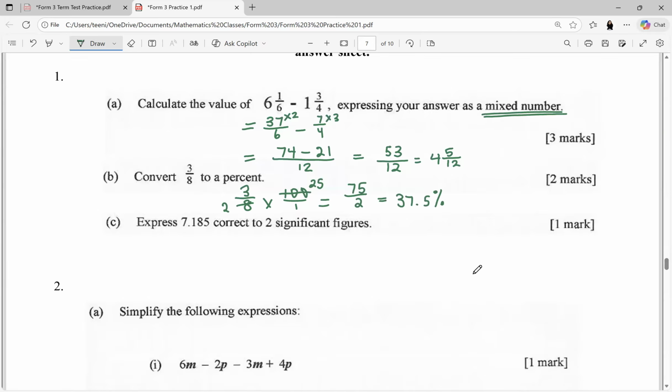Right. Faith, do you remember what significant figures are? Where is Faith? Okay. Josh, do you remember what significant figures are? Yes, please. So which digit here is the second significant figure? 7.185.